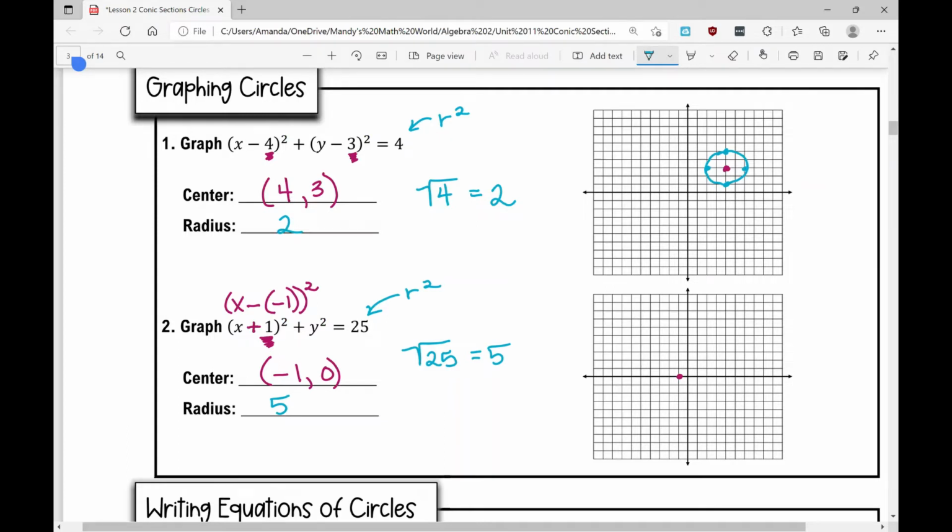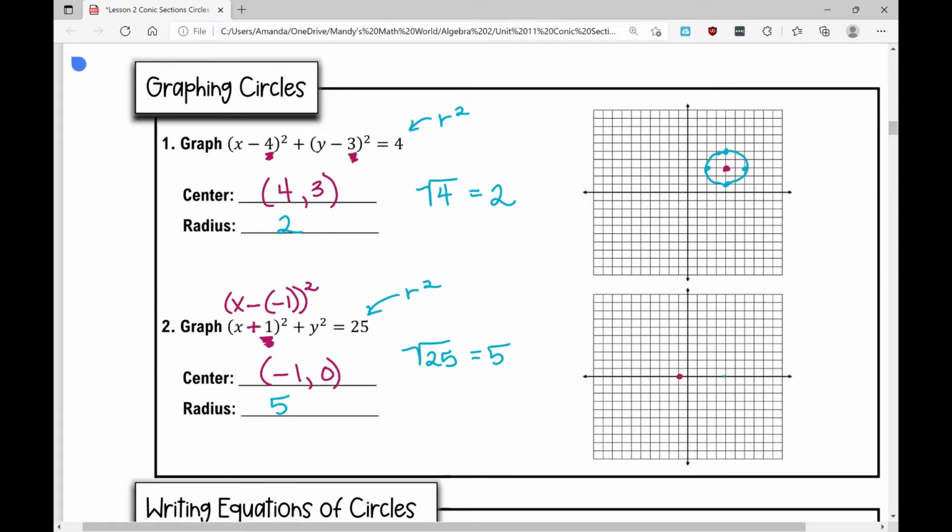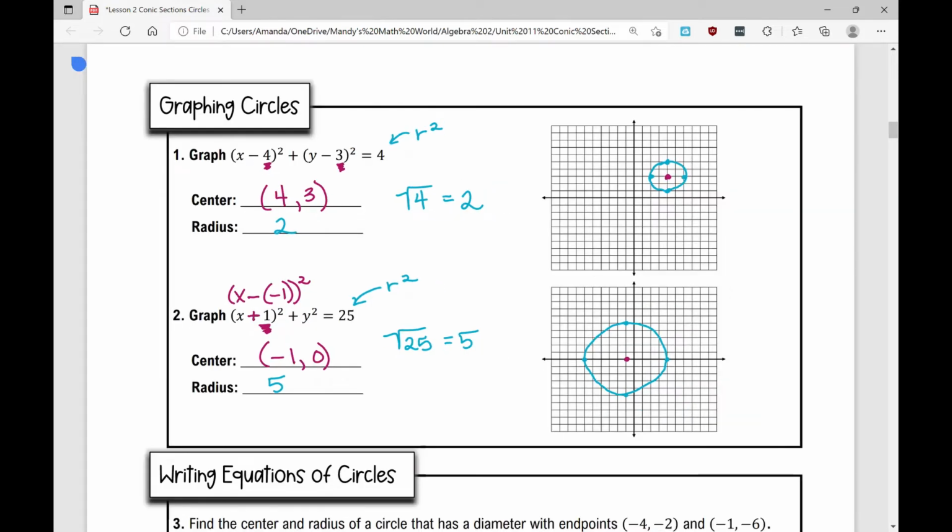So from my center point, I'm going to go out 5 in every direction. 1, 2, 3, 4, 5. And up 1, 2, 3, 4, 5. And then I'm going to connect those points. And that's the best circle I can draw. So that's how we're going to graph circles.